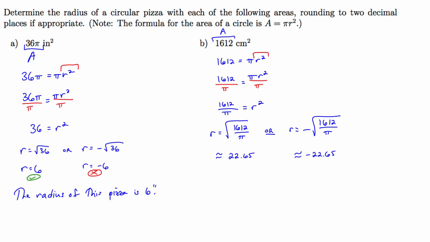Again, we're back in a situation where our equation does have 2 solutions, but not both of them make sense. Anytime you're dealing with the length of a real-world object and you come up with a negative possibility, you can immediately exclude that one and say the only one that makes sense is the positive. So as a final conclusion, the radius of this pizza is about 22.65 centimeters.